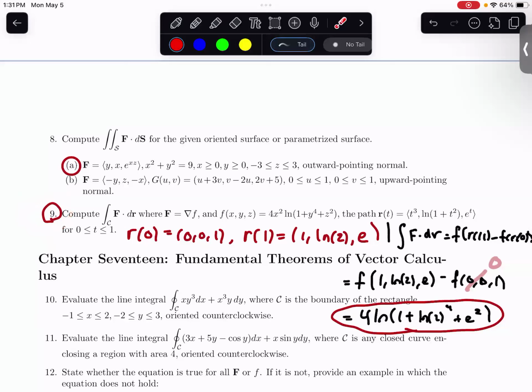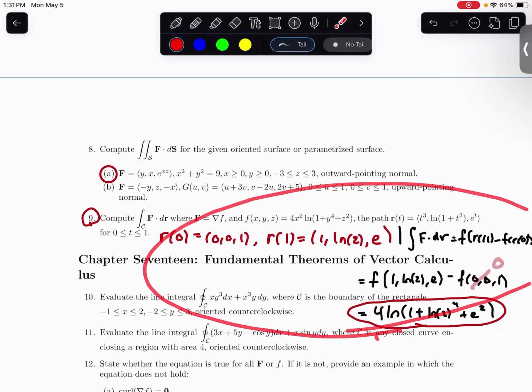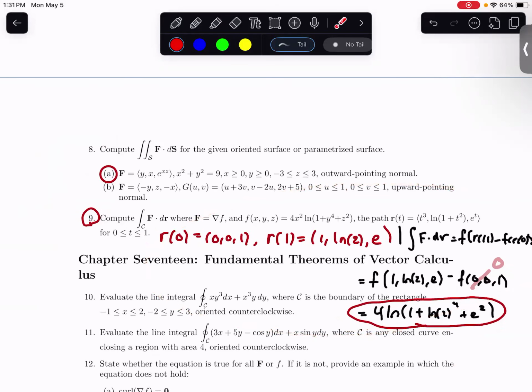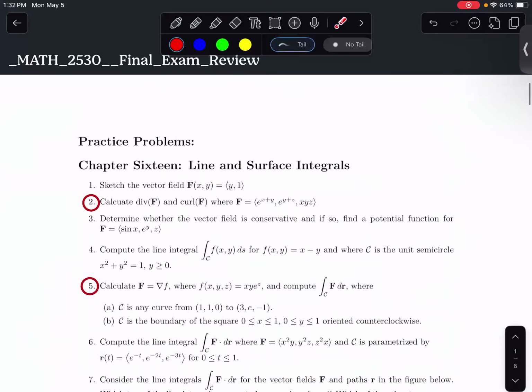So hopefully, it's just a matter of recognizing that you should be using the fundamental theorem for conservative vector fields. Once you know that's what you should be using, the problems usually aren't going to be that bad. Any questions about problem 9? Yeah, and then there's another problem where you have to make use of the conservative vector field theorem, but I did it in the previous class.